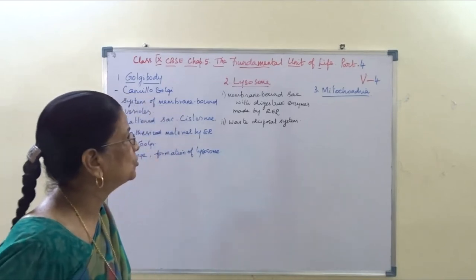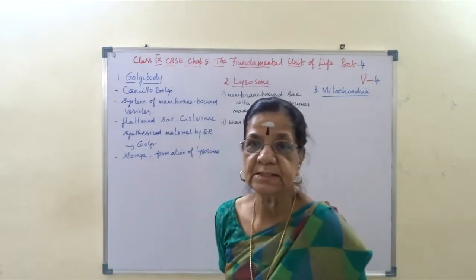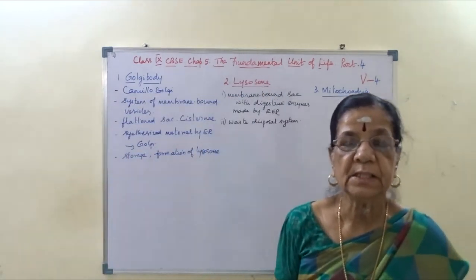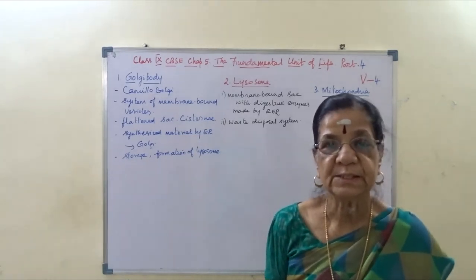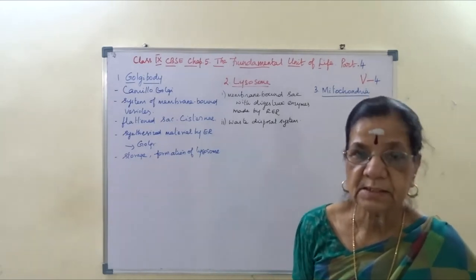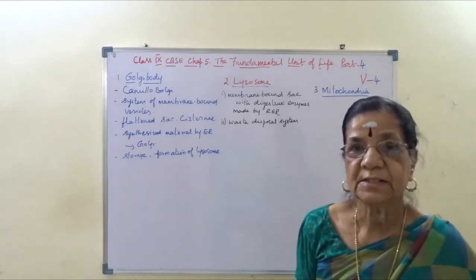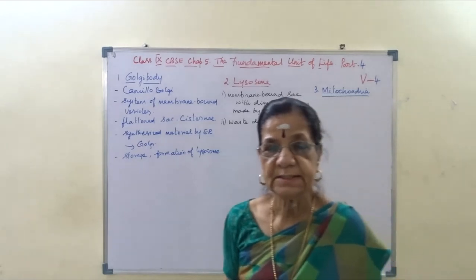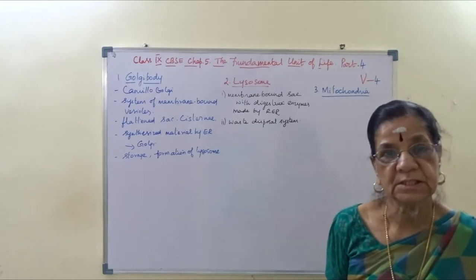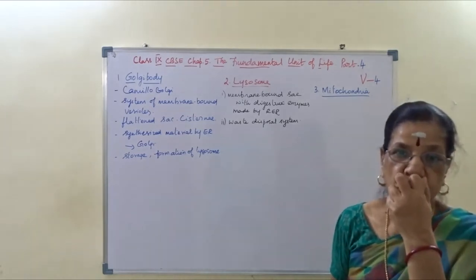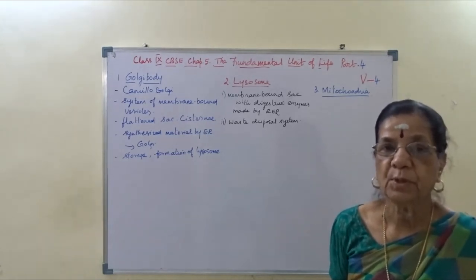Today, we are going to do video number 4, a continuation of chapter 5, The Fundamental Unit of Life. We may get 2 more videos because it is a lengthy chapter. As I said, in 9th standard you have to go into detail. That is why, in our textbook, every cell organelle is given just one paragraph, but you need to know additional information. So this is video number 4, chapter 5, The Fundamental Unit of Life, part 4.